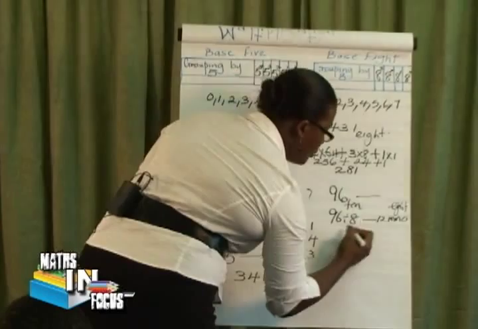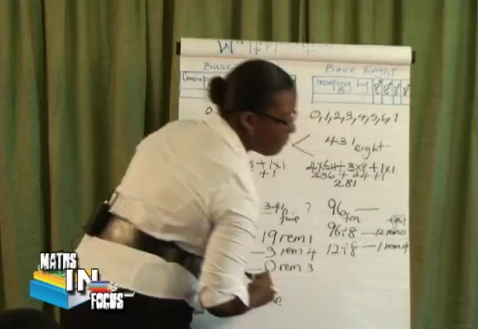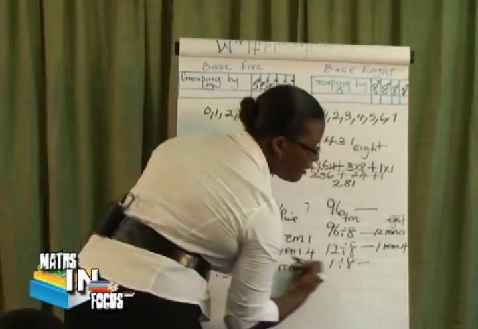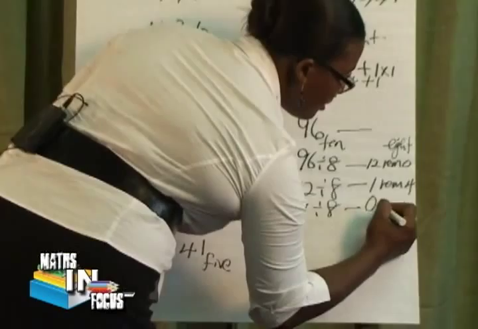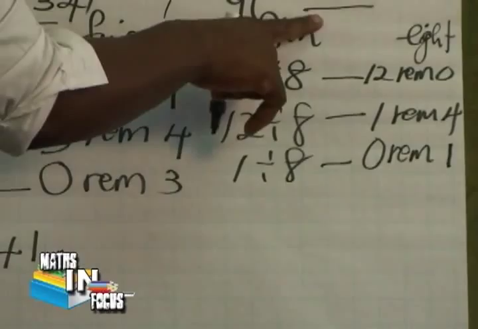We continue. 12 divided by 8. Quincy? 1 remainder 4. Then we have 1 divided by 8, and that would give us Neon? 0 remainder 1. So our number 96 base 10 to base 8 would be 140 base 8.